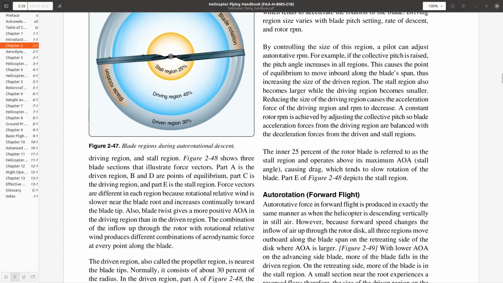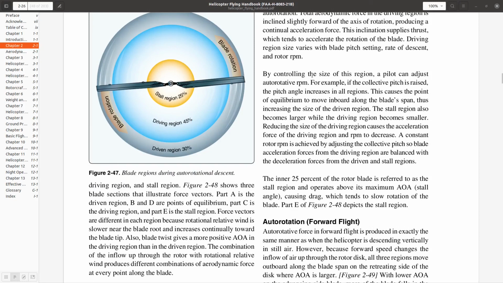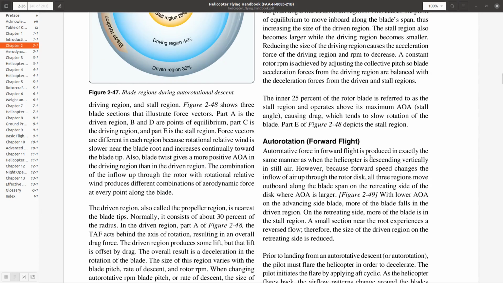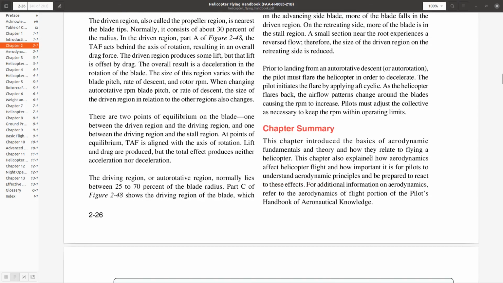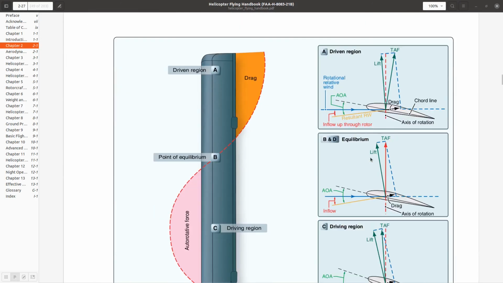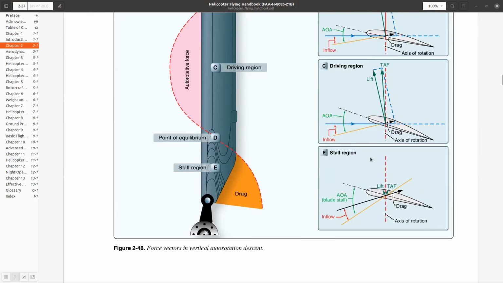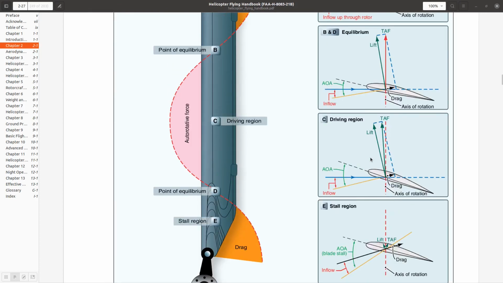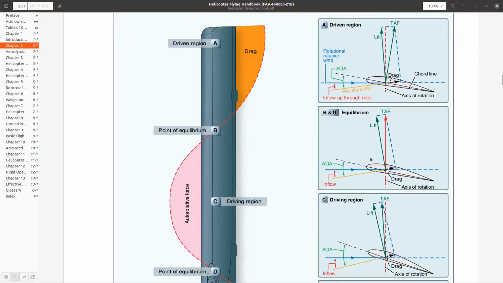And how do you adjust the RPMs? Well, you change the pitch, which changes the different regions that we have here. Now, of course, this changes a little bit if we start talking about forward flight. And here there's this picture, and it's talking about vertical autorotation flight. And again, here we have the driven region.